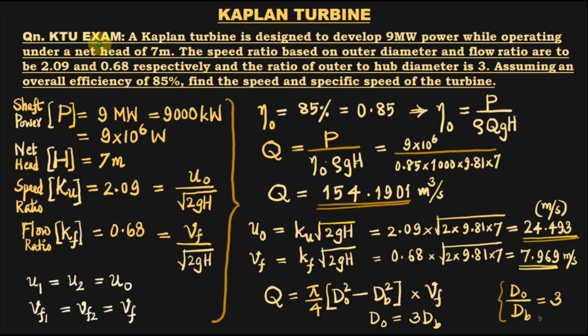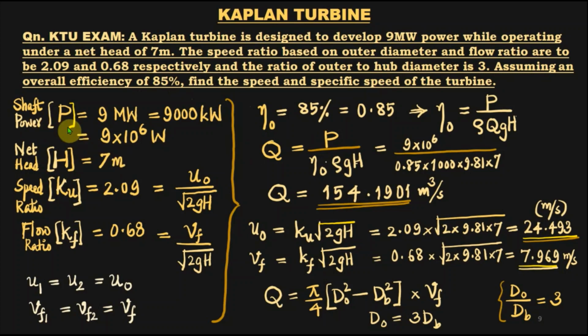Now we will solve a numerical problem from a previous KTU examination. A Kaplan turbine is designed to develop 9 megawatt power while operating under a net head of 7 meters. The speed ratio based on outer diameter and flow ratio are to be 2.09 and 0.68 respectively, and the ratio of outer to hub diameter of the runner is 3. Assuming an overall efficiency of 85%, find the speed and specific speed of the turbine runner.